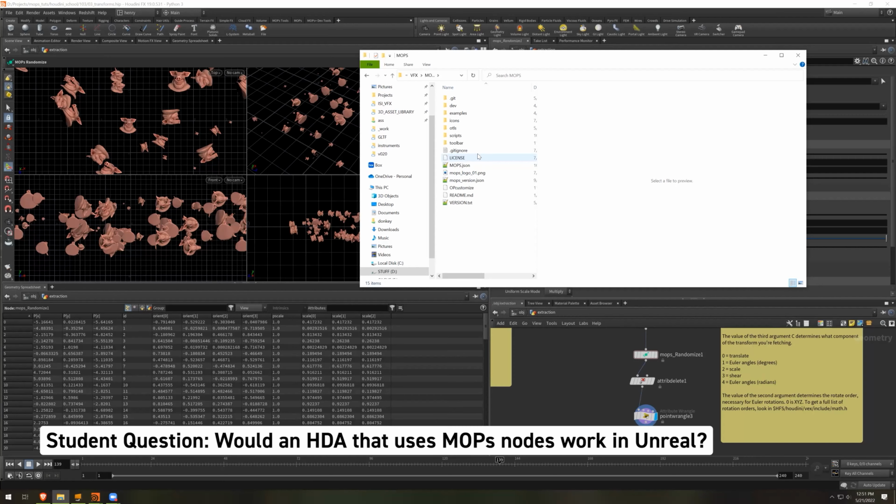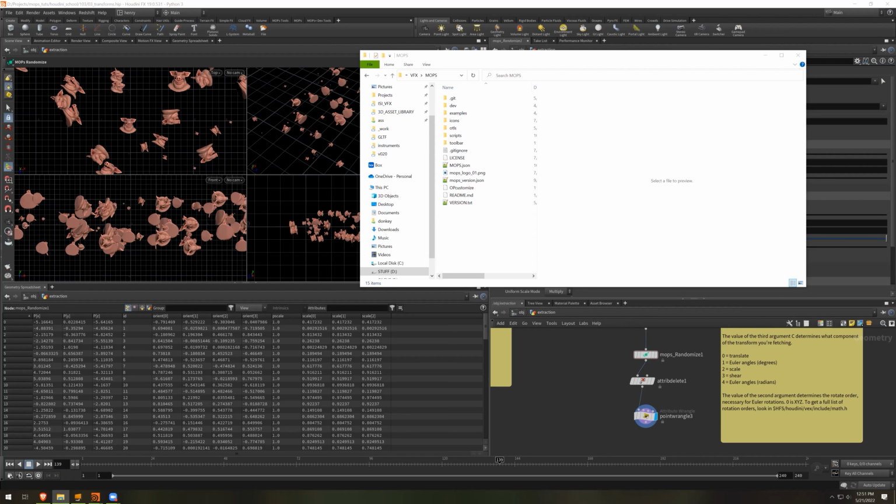Another question in the chat here about would an HDA that uses MOPS nodes work in Unreal? That's a good question, and it should, assuming that the Unreal environment is configured so that it can see those HDAs. MOPS is all VEX under the hood, so it should work. The only thing that would make it weird is if your environment weren't configured to work directly, like if it was having trouble seeing those HDAs for some reason.